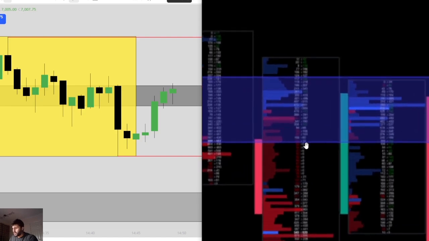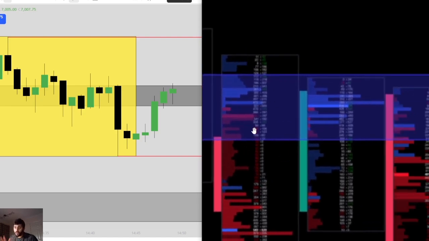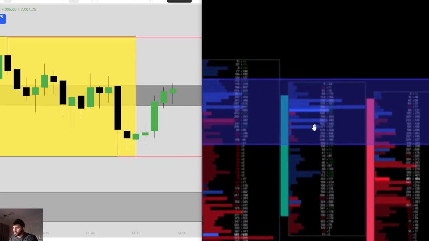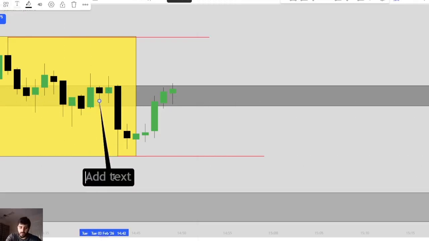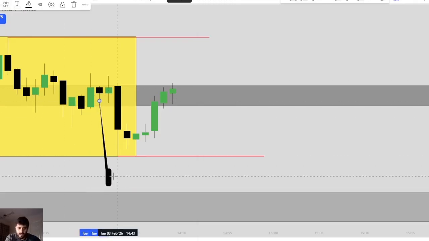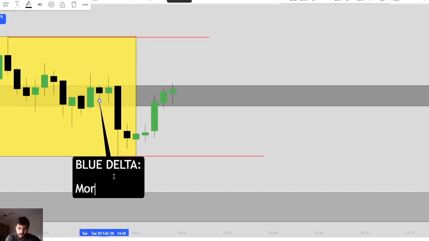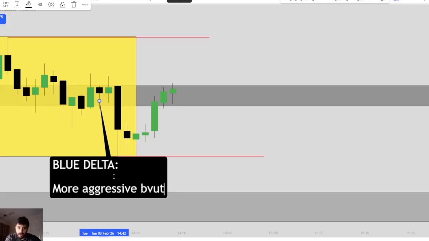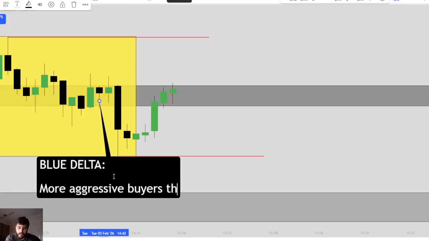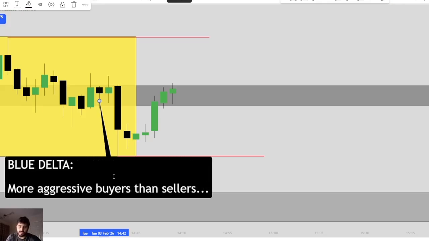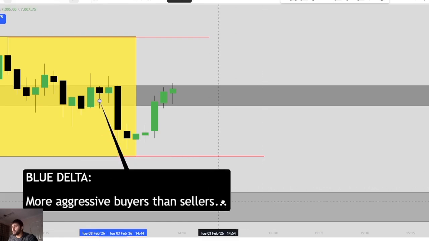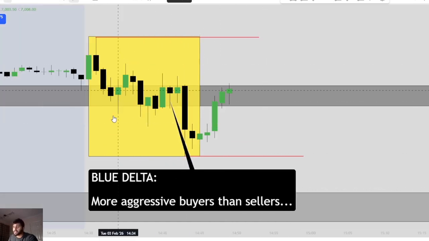So if we break this down, what we can see here is a lot of blue inside of the zone. What we see here is blue delta, and then we break to the downside, just like this, right? So what was going on here specifically? This is blue delta. Now, what does blue delta mean? Blue delta just means that there are more aggressive buyers than sellers. It's as simple as that. More aggressive buyers than sellers, right? That's what's happening at this key level.